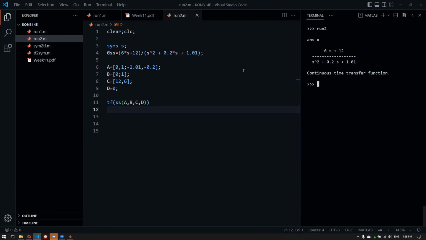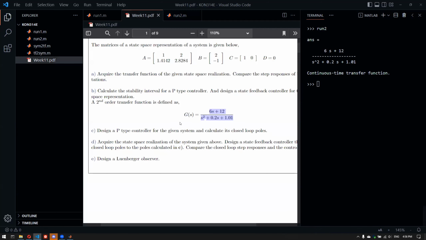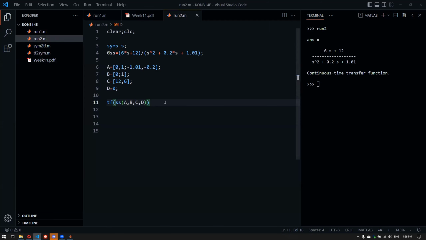There we go. I see the output of this line: 11, 6s plus 12 divided by s squared plus 0.2s plus 101. So we have converted this transfer function into state space representation. Now let's design a P-type controller and also design a state feedback controller. So let's start with the state feedback controller.